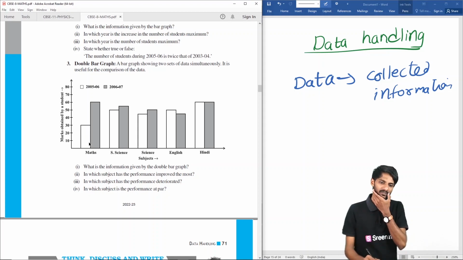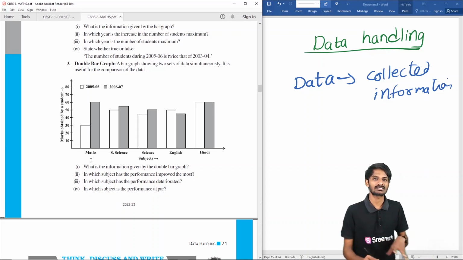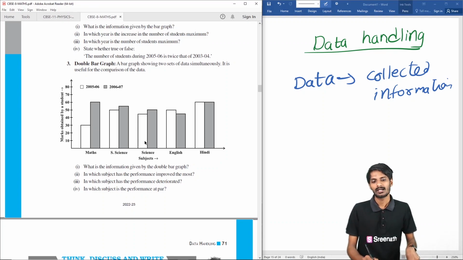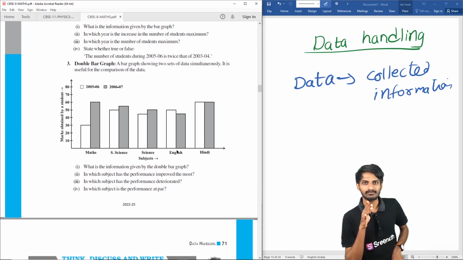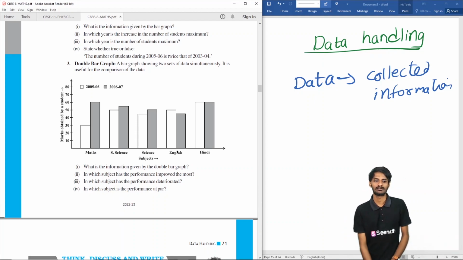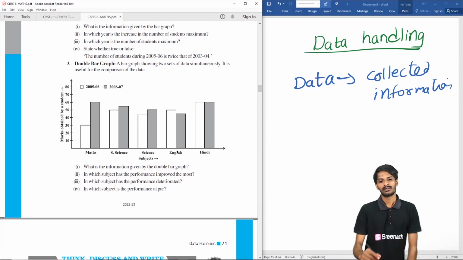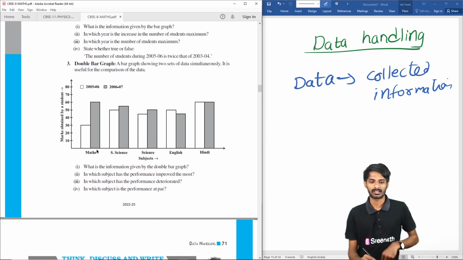If you see here, the maths subject marks are compared for the 2 academic years, and the science marks are compared for the 2 academic years. The science, the social science, the English and the Hindi. So every subject's marks are compared. Okay, students. So this is the information given by the double bar graph.